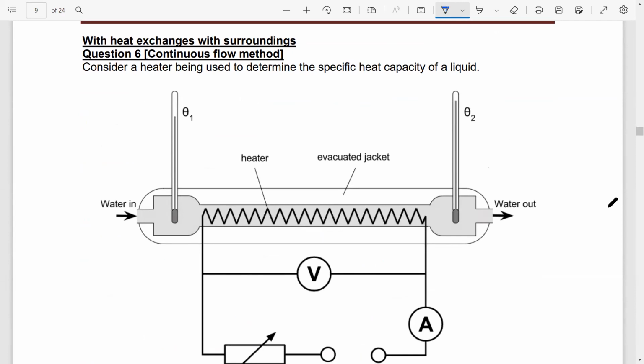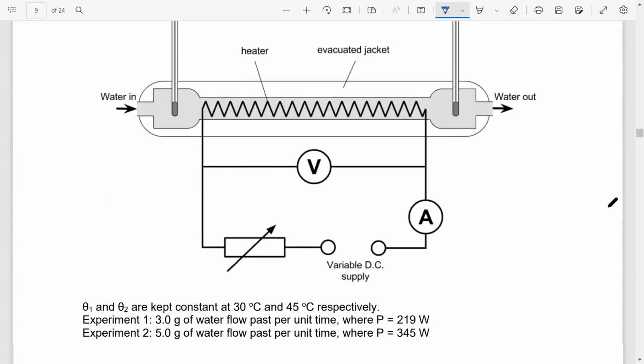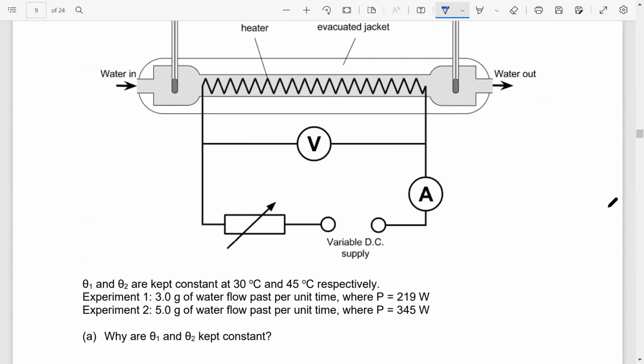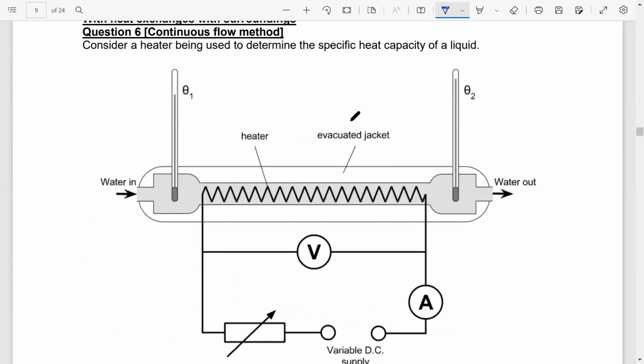This is a heater that's being used to determine the specific heat capacity of a liquid. This question is going to use similar concepts to what you have learned at O levels. Specifically, we are going to use Q equals mc delta theta here.